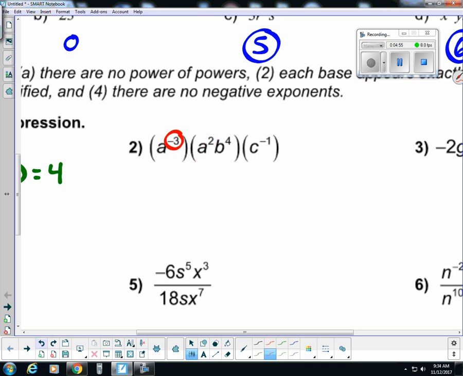Now before I do that, realize we have all multiplication here. a to the negative 3rd times a squared b to the fourth times c to the negative first.